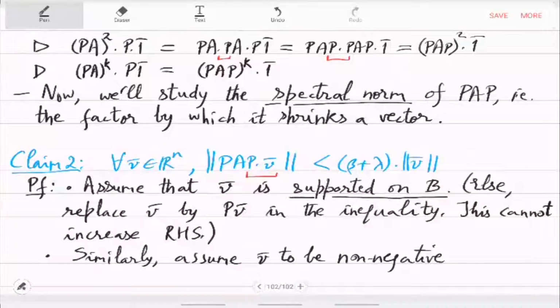If there is any negative coordinate, then you can make it positive and prove the above result. Okay, so that will again not increase RHS. So you can assume coordinates to be non-negative, and you can also assume the one norm to be 1. Because if it is not 1, then you can just normalize the vector V bar by it. Okay, so we have all these assumptions that we can make.